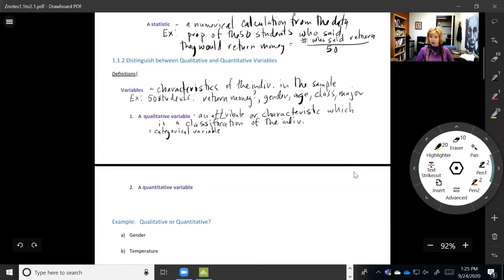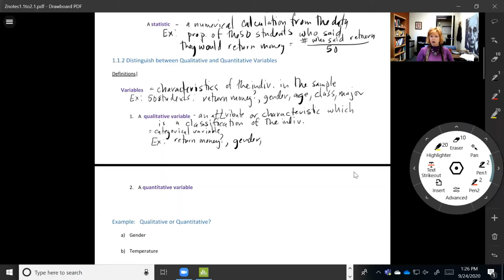So it has categories. So an example of the ones that I mentioned above of these variables, returning the money is a categorical variable, because you're either yes or no to this question. You either would answer yes or no. So whether you answered yes or no is your classification for this particular study. Gender also is a categorical variable. Male, female, other, there's all sorts of different ones now.